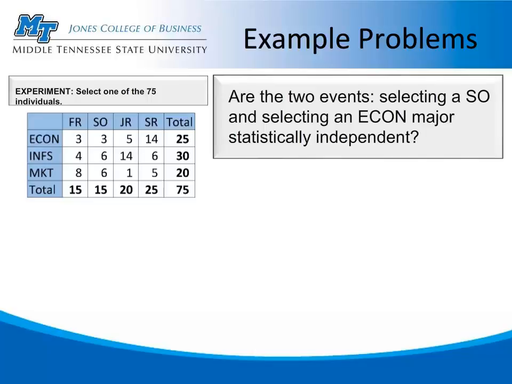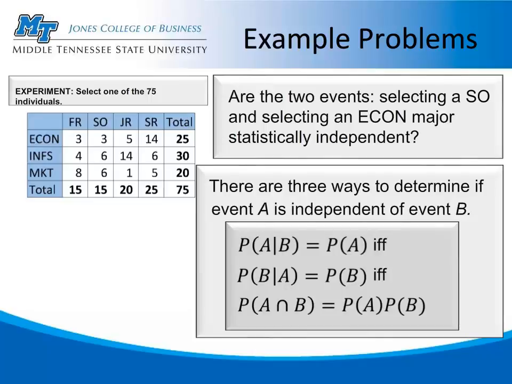Are the 2 events, selecting a sophomore and selecting an economics major, statistically independent? Now, statistically independent is not the same thing as mutually exclusive. I want to know if they're statistically independent. How do you determine if 2 events are statistically independent? Well, it turns out that there's 3 ways to do it, and it really doesn't make any difference which one you choose. If one of them works, they're all three going to work. If one of them fails, they're all three going to fail.